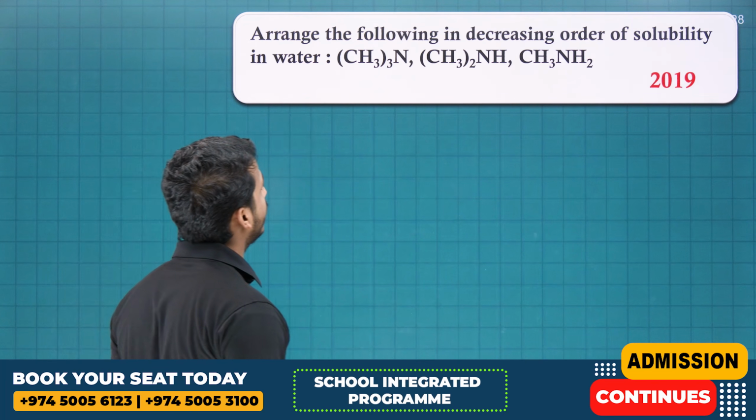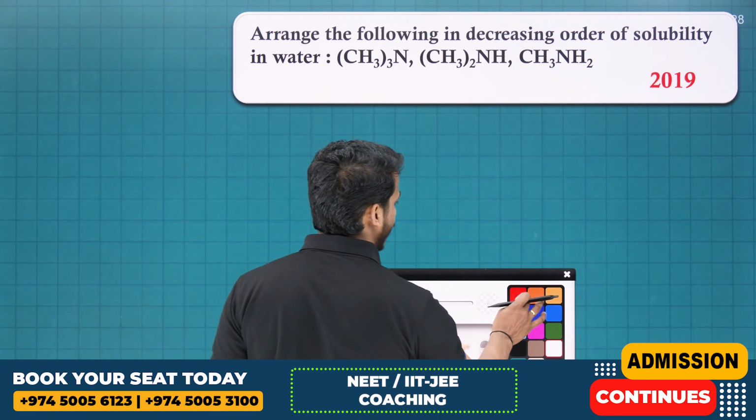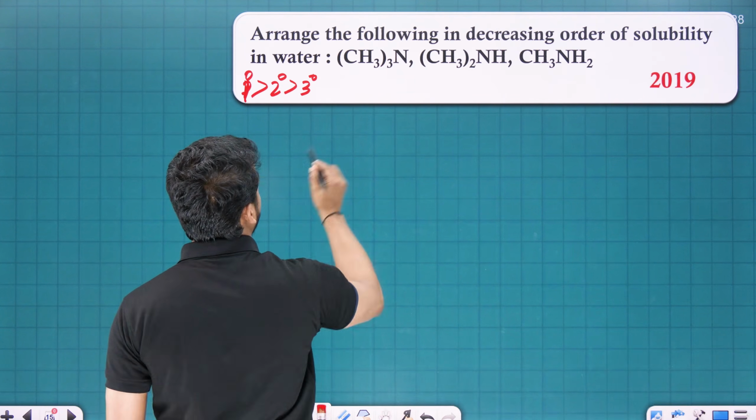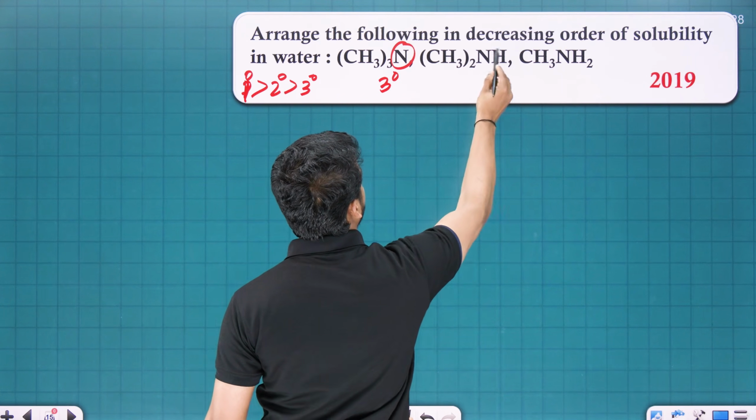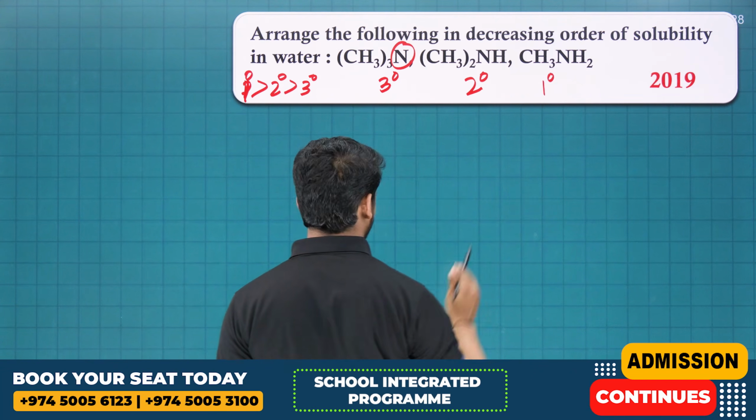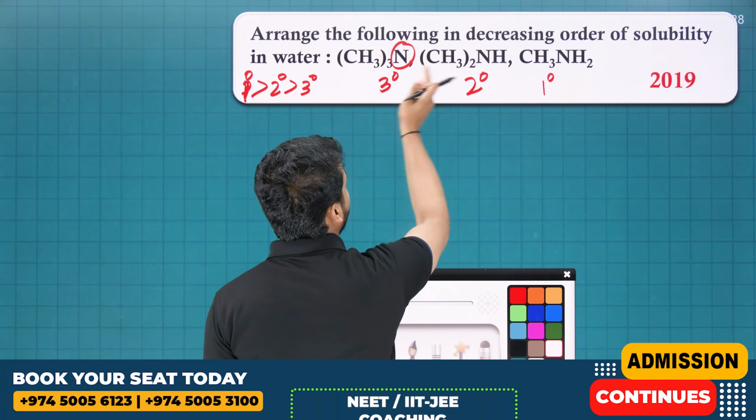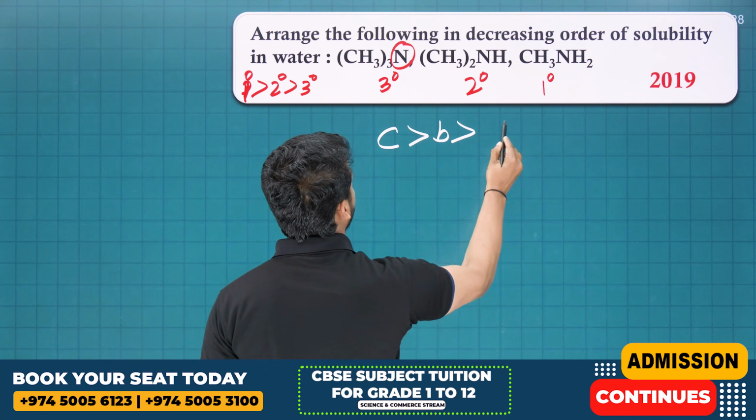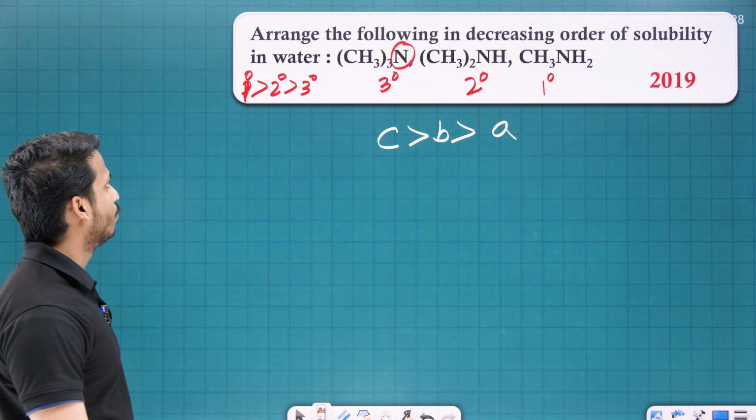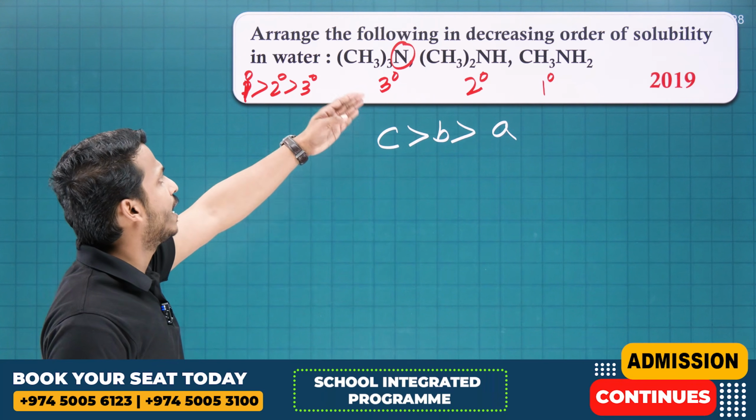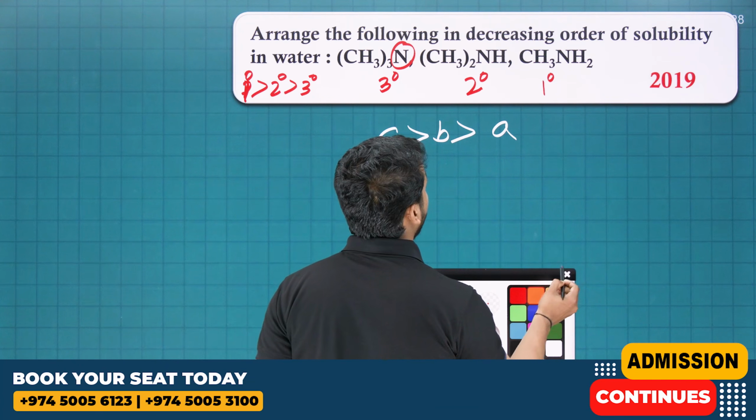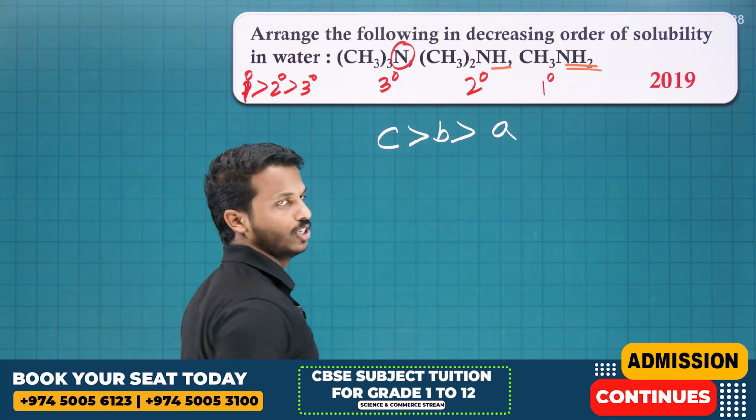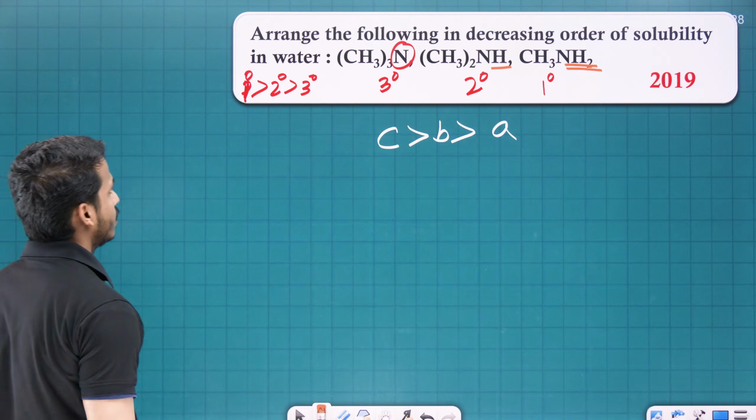Arrange the following in decreasing order of their solubility in water. Again, solubility order I am reminding you, primary greater than secondary greater than tertiary. What is this? Tertiary, because N only. This is NH, secondary, NH2 is primary. Mark it as A, B, C. Decreasing order: C is the highest one, then B, least one is A. Simple question. Always primary is the highest. Why does primary have high solubility? Because it contains more hydrogen to make hydrogen bonds. Here only one hydrogen, here no hydrogen. That's why primary amine, C, is the highest.